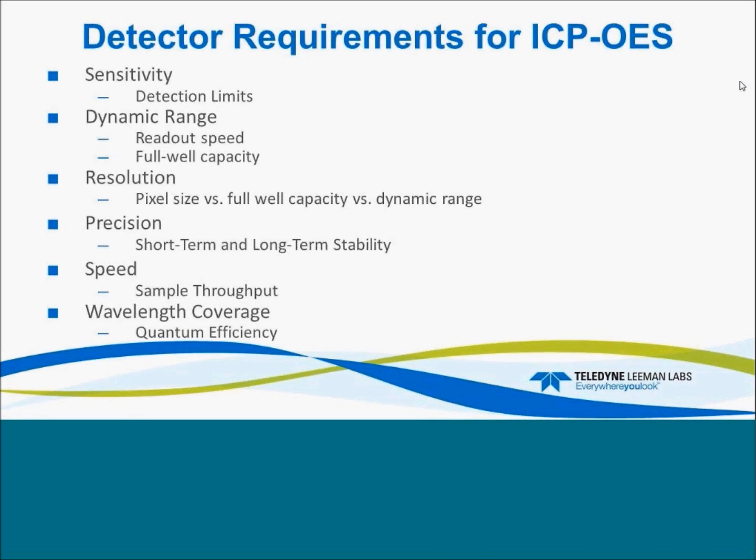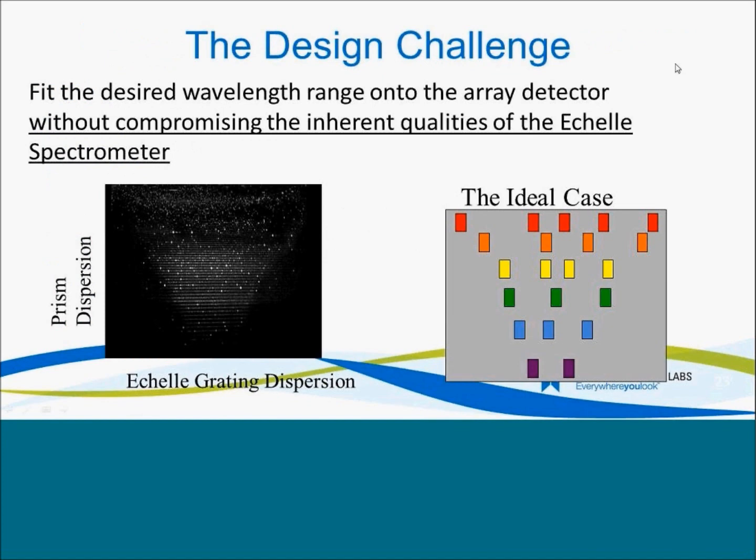You want that to be minimum. And wavelength coverage: the ICP, we can cover all the way from 165 up to 1100 nanometers. You want a device that has sufficient good quantum efficiency. So the design challenge, the reason why we went with the full, or the 28 by 28 of the CID, the larger detector, is we want to take the advantage of the Echelle, which is resolution and dispersion, and to be able to fit the entire spectrum on the device at one time.